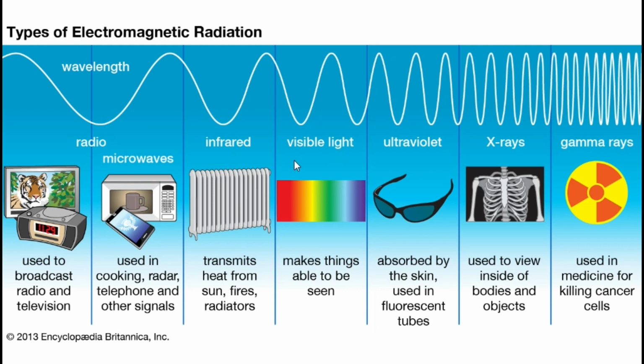Visible light, kapag nasa visible light naman po ang ating spectrum, ito po yung nakikita ng mata natin, mga visible colors. Ultraviolet po, like coming from our sunlight, X-rays, and gamma rays. So these different kinds of electromagnetic radiation, most of this hindi po natin nakikita. Only those under the visible light can be seen with our eyes.